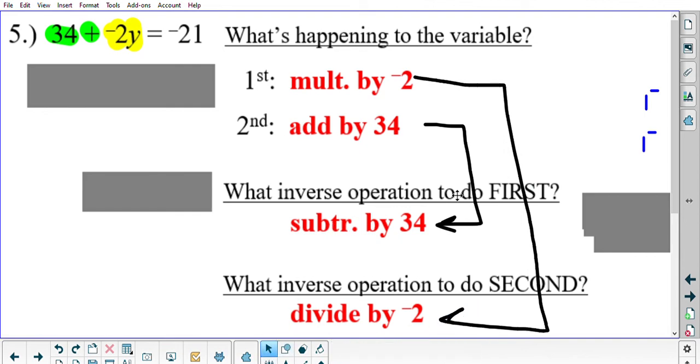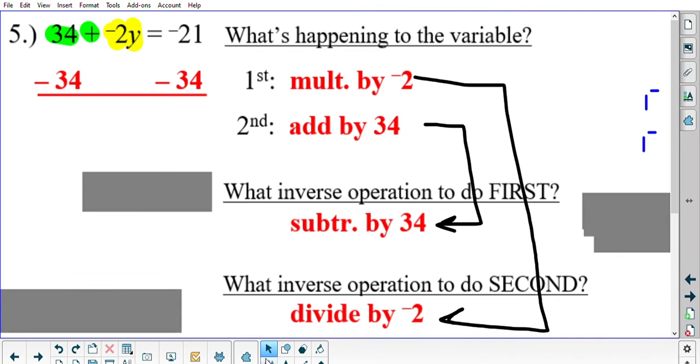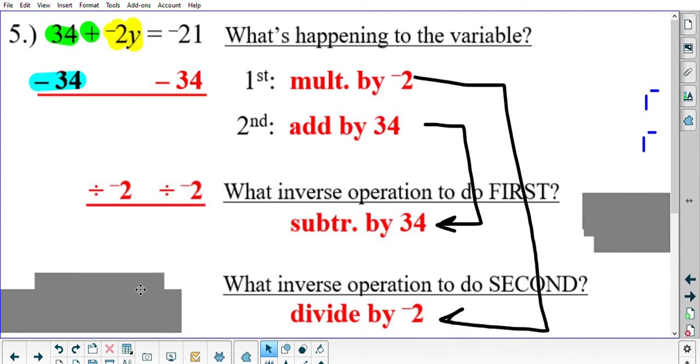Okay, did you do the first inverse operation first, subtracting by 34? Did you line it up properly? Notice the one on the far left is underneath the 34. It better be. That's the part you're inversing. If you have it underneath the negative 2y, then erase it and fix it. Yes, it does matter. Now, later, you should have divided by negative 2.